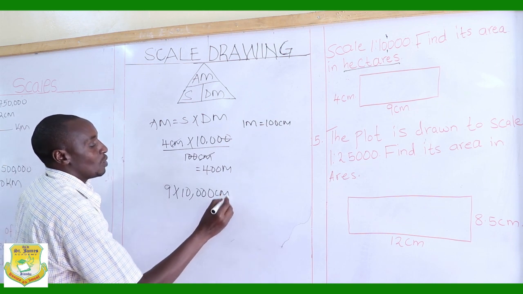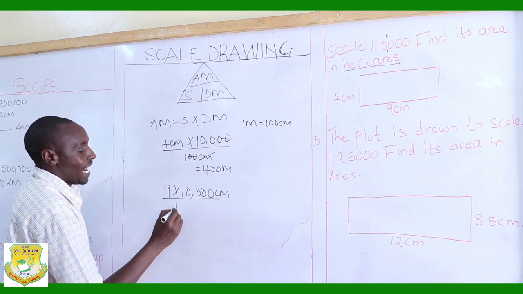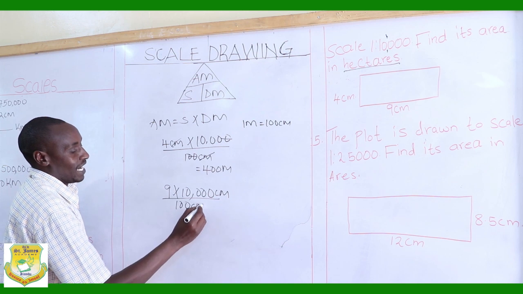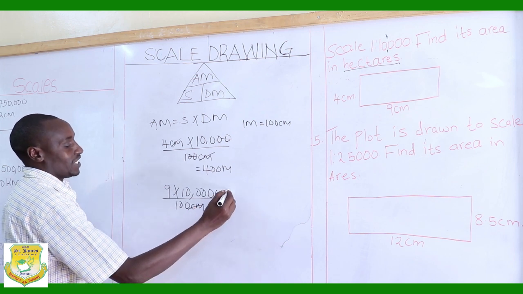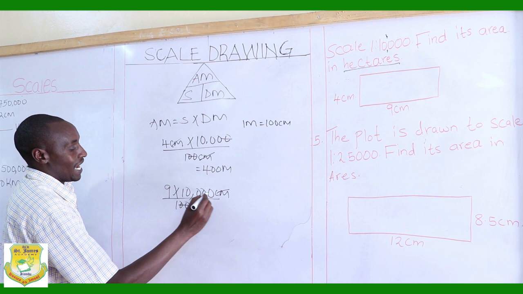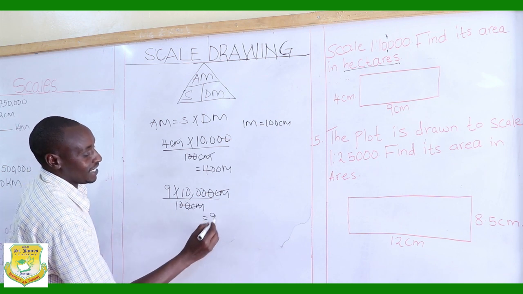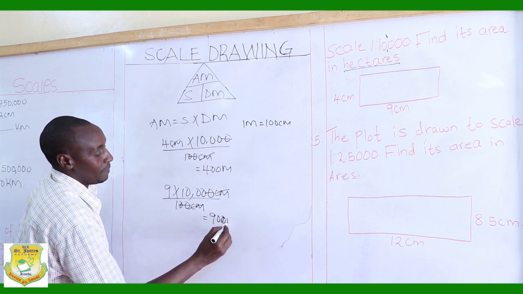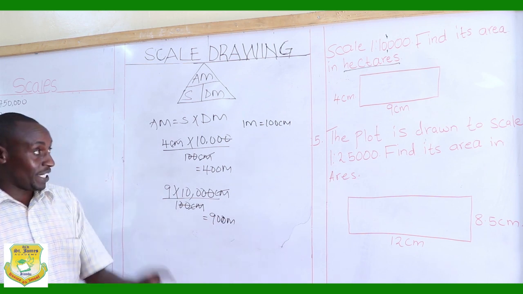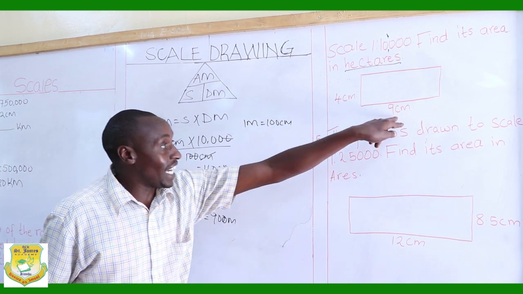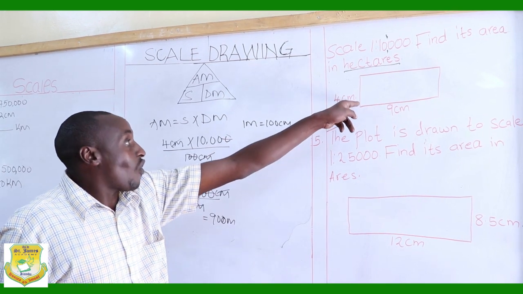Whatever I get there will be centimeter. I divide there by 100 centimeter. Cancel centimeter with the centimeter by 100 by 100. I get the other side is 900 meters. So I have the actual measurement. This side I have 900 and this one I have 400.